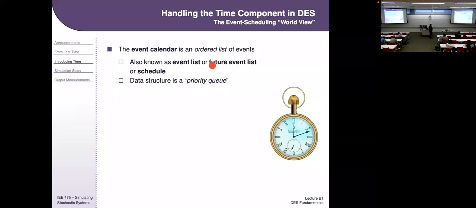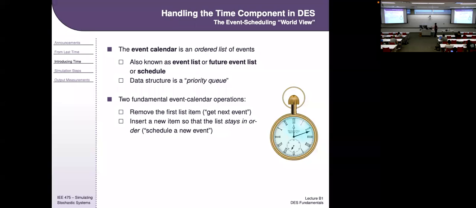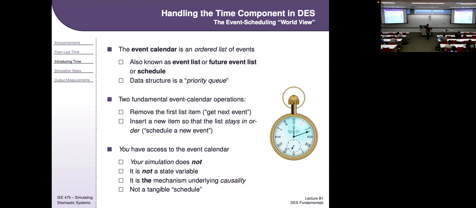The book will call this a future event list. Sometimes it will just be called an event list. Some other resources may just call it a schedule. Depending on what tool you're using, Arena, FlexSim, Simio, Simulink, and MATLAB, they all might use different terms for it, but it's all the same: event calendar, event list, future event list, or schedule. And so the two fundamental operations here: we can get the next item in terms of time order, and we can insert an item having faith that it will be inserted in time order properly.